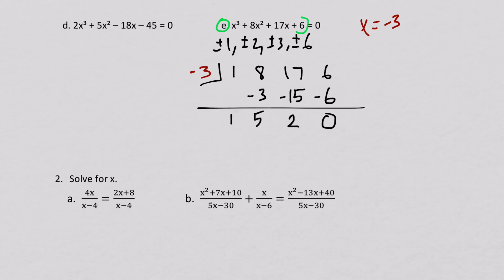We need to find two more, right? This is a cubic function. So what I'm going to do at this point, since we found negative 3, is take these three numbers and turn it into a quadratic. Remember, we started with the cubic, so if you factor one out, this is a quadratic right here. So what this represents is x squared plus 5x plus 2 equals 0. Now I'm going to try to solve that.